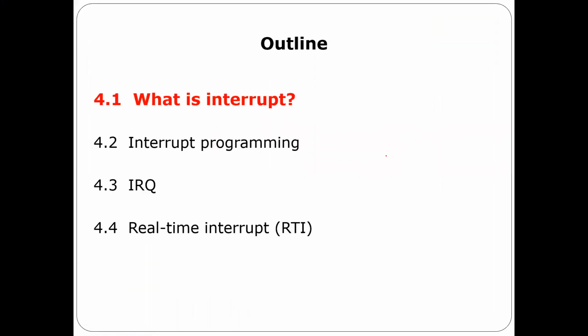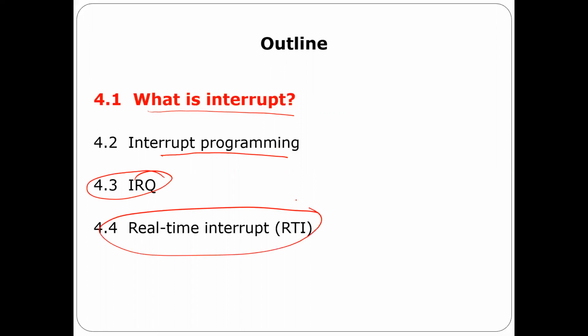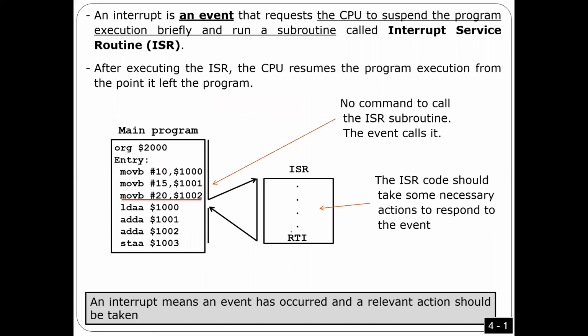The first part here in this chapter, I'm going to explain the concept, the idea, what we mean by interrupts. This is number 1. Number 2, I'm going to explain how you can program interrupts. Number 3, I'm going to talk about 2 types of interrupts we have on the board, IRQ and what we call RTI. Let me tell you first what the definition of interrupts is and why they are very good, why we need them. I'm going to explain all of that.